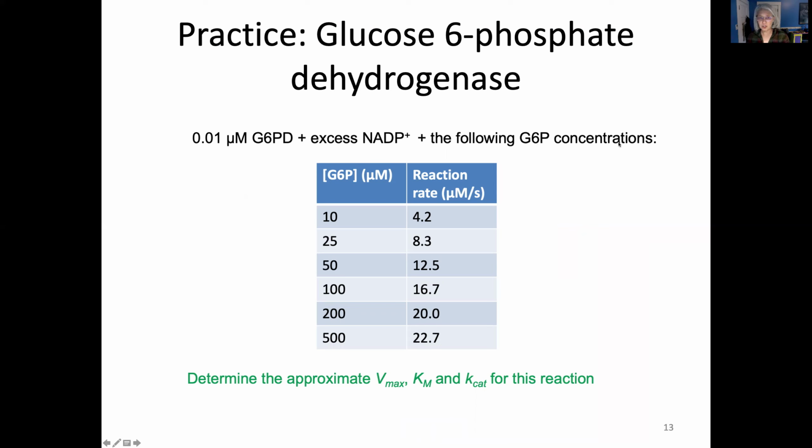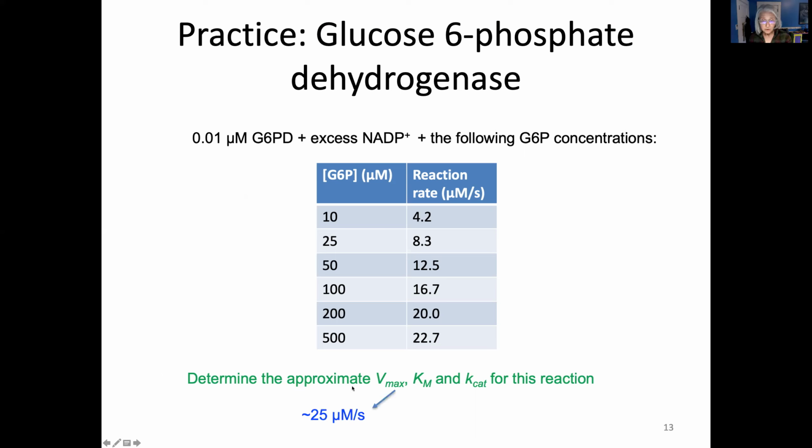Okay, so here are our glucose 6-phosphate concentrations, and we measure how fast the reaction is, how much product is formed in every second, and these are the values that we see. So just looking at these numbers, can you approximate what the Vmax, the Km, and the kcat are for this reaction? You may want to pause the video and see if you can do this on your own.